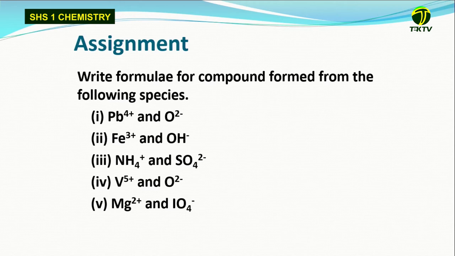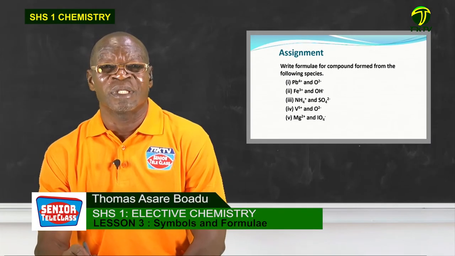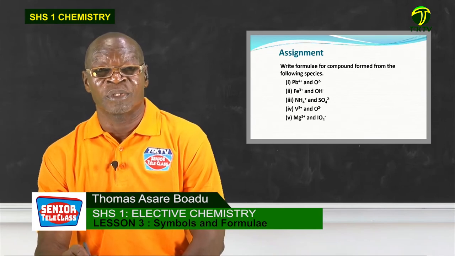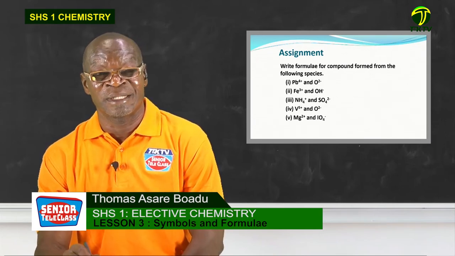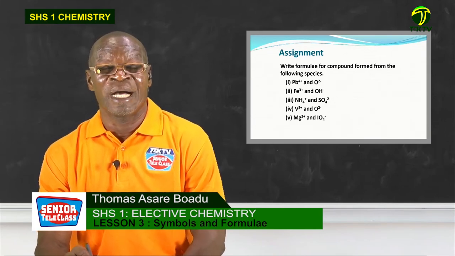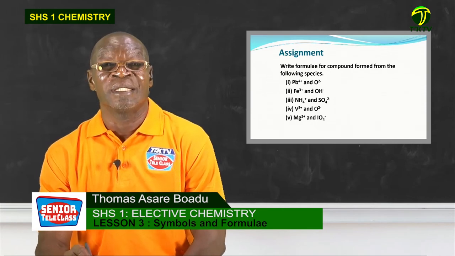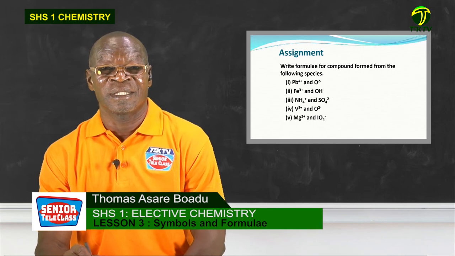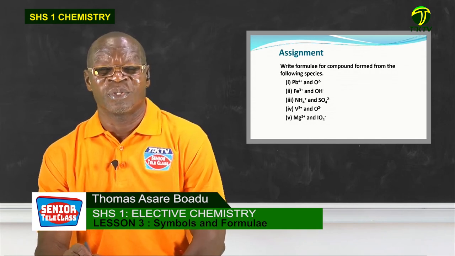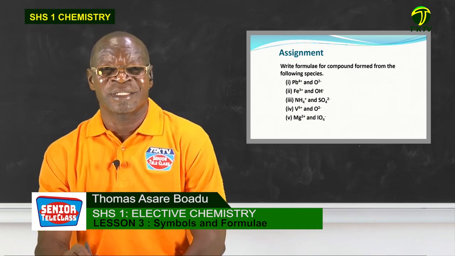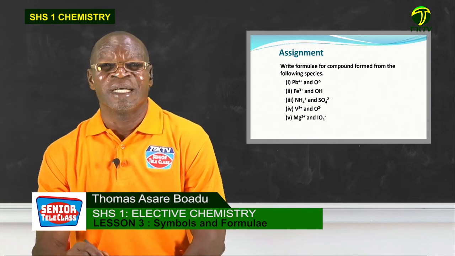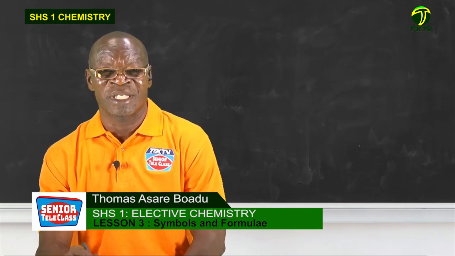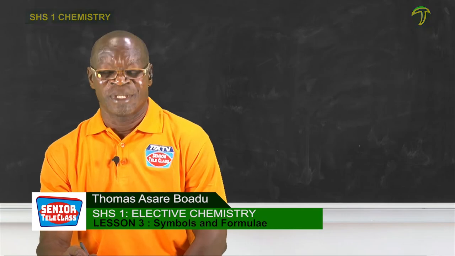We have talked about two things, symbols and then formulae of compounds. And you know how symbols are represented, and you know how formulae are written, and you know the atomicity of substances. These are things that we have discussed. So go home, go and study, go through, and then do the assignment. When we come, we will look through.